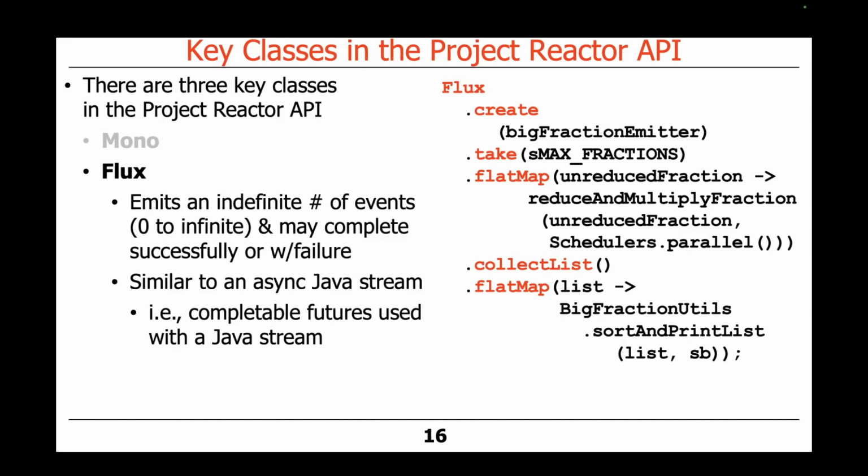But then we limit it to S max fractions, which may be like 10 or 100 or whatever. And then we go ahead and reduce and multiply each fraction by some constant in parallel using a parallel thread pool that works on computation-intensive tasks. We collect all the results into a list, and then we go ahead and sort and print that list. So that's an example of how you can flow a bunch of different big fractions or events in general together in a flux.